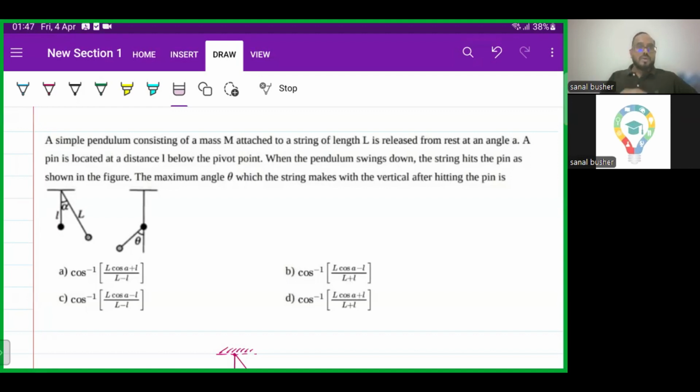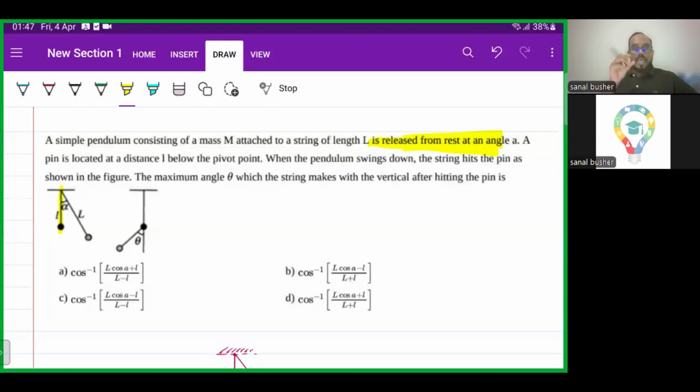Today we are going to solve this question. A simple pendulum consisting of mass m attached to a string of length L is released from rest at an angle alpha. A pin is located at a distance L below the pivot point, okay? Below the pivot point, this L distance. So you can see a pin is there. When the pendulum swings down, the string hits the pin as shown in the figure.